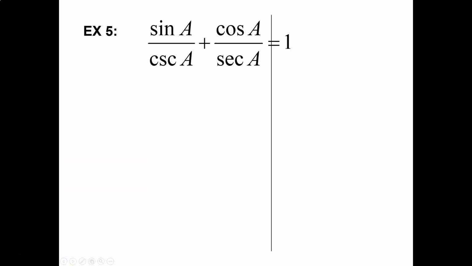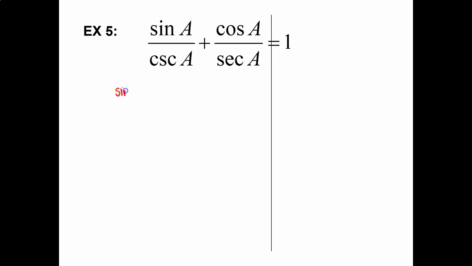All right, so for number 5, I've got sine A over cosecant A plus cosine A over secant A. And I need to verify you're going to pretty much have to do the work on the left-hand side for this one. What I would begin with is I do not like the cosecants and secants. I don't like having them, unless they're squared where they might be Pythagorean identity. I just like to get rid of those. So that's what I'm going to do.